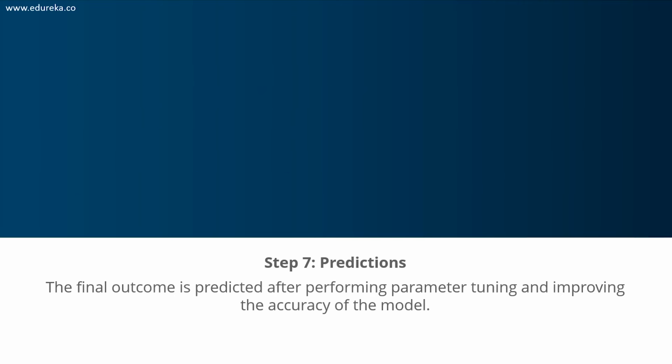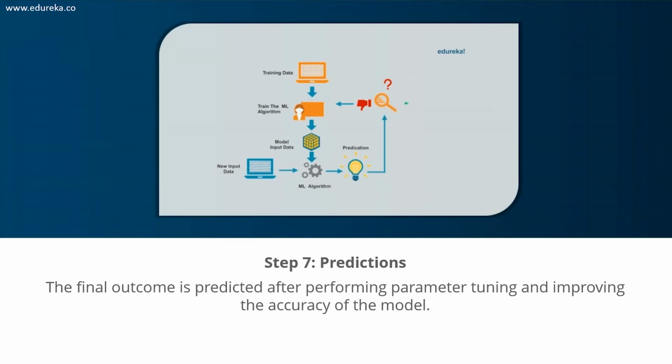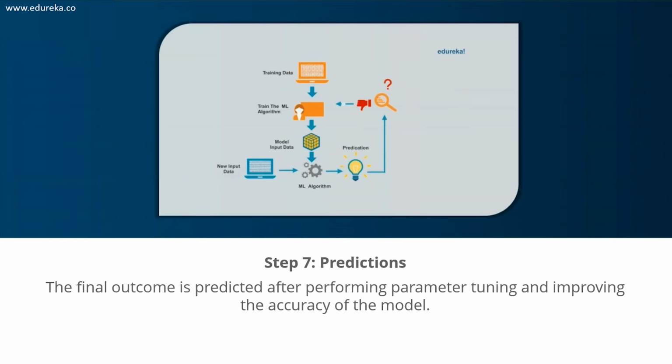Now, let's move on and understand step number seven, which is predictions. Once the model is evaluated and you've improved the model, it is finally used to make predictions. The final output can be a categorical variable or it can be a continuous quantity, right? All of this depends on the type of problem you're trying to solve. Don't worry, I'll be discussing the type of problems that can be solved using machine learning in the upcoming slides. In our case, for predicting the occurrence of rainfall, the output will be a categorical variable.